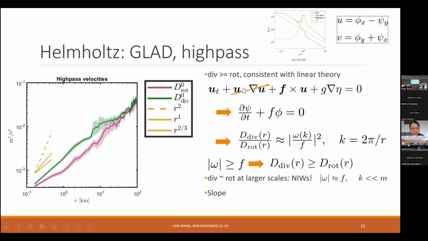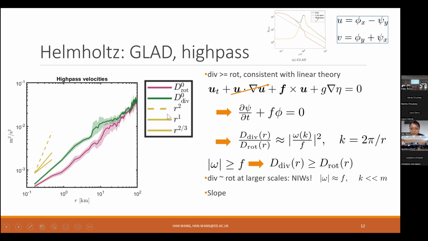Under linear theory, we can ignore the advective term in the momentum equation. Based on the linearized momentum equation, we can derive that the time derivative of the stream function is related to the potential function in this way. Consequently, the ratio between the divergent and rotational structure functions is going to be proportional to the ratio between the intrinsic frequency and the Coriolis frequency squared. In the ocean, we know that the intrinsic frequency should generally be larger than or equal to f. Therefore, we should expect that the divergent structure function should be larger than or equal to the rotational function, provided that we can do the linearization.